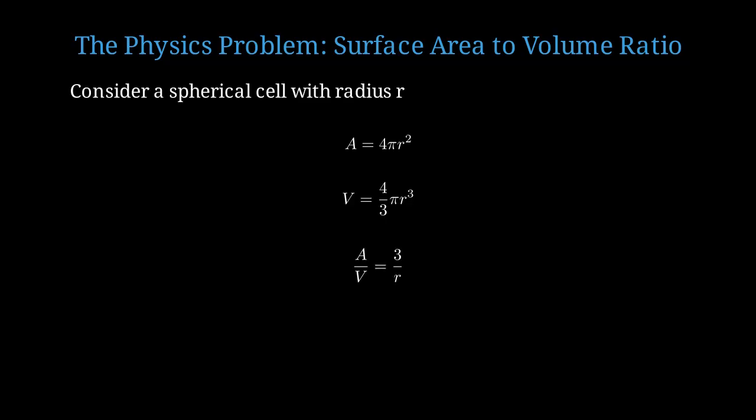Now here's the crucial ratio. Surface area to volume equals 3 over r. Notice this is inversely proportional to the radius. This tells us something profound. As the cell gets bigger, its surface area to volume ratio decreases. This creates a fundamental constraint.